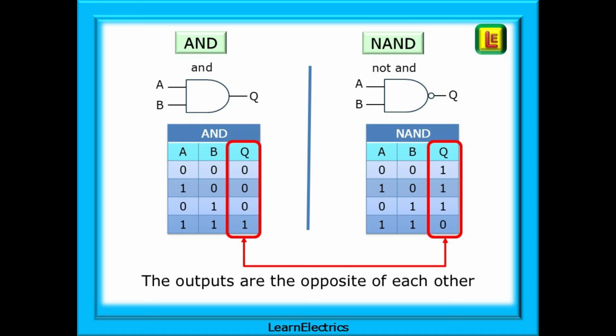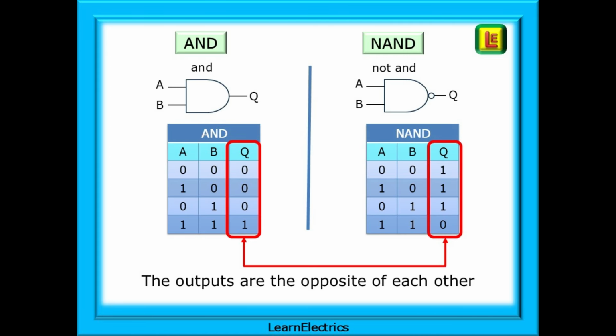Starting with the AND gate on the left, as the word AND implies, the input A and the input B must both be in a 1 state, a positive signal, for the output to also be a 1. It needs A and B to be a positive signal. If any input is 0, the output will be 0.